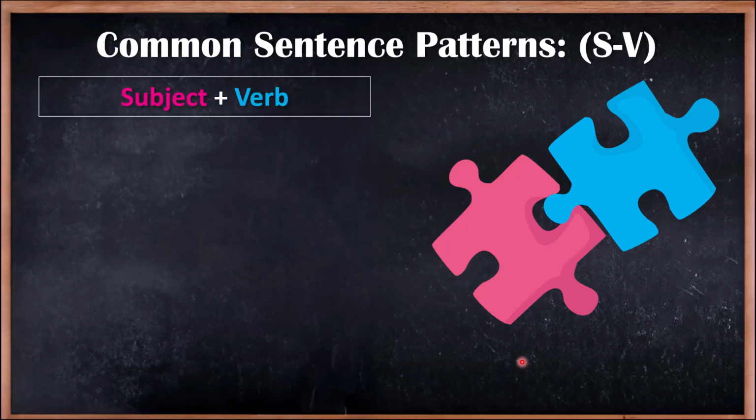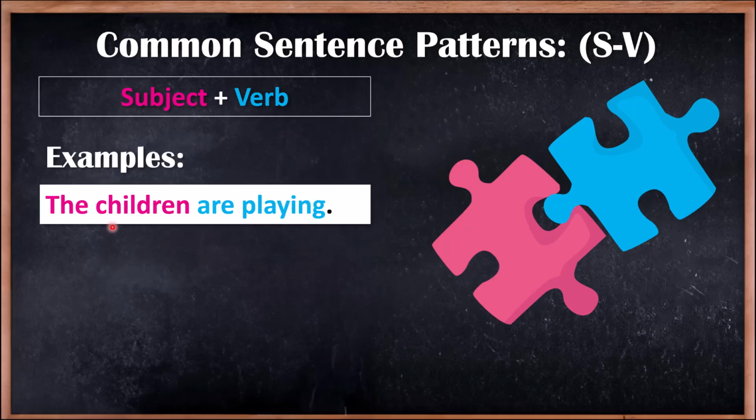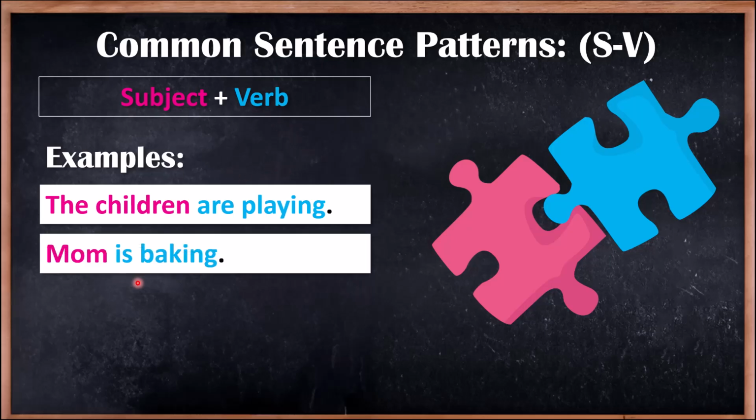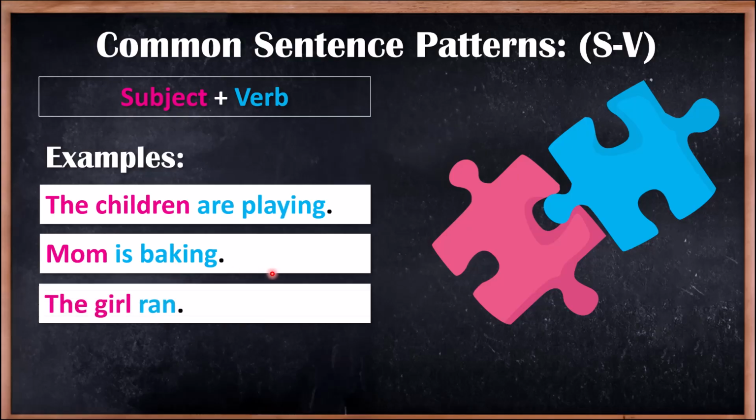Some sentences are very simple. They just have a subject and a verb. For example, the children are playing. The children is the subject. Are playing is the verb in the present continuous tense. Mom is baking. The girl ran. Here we have the subject, the girl, and the verb ran in the past simple tense.